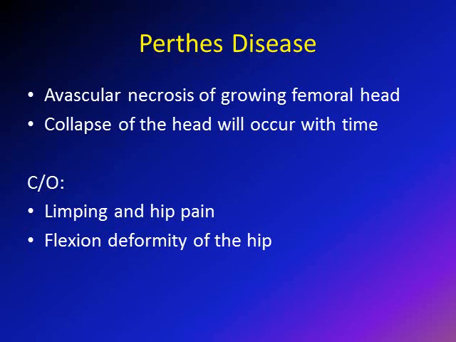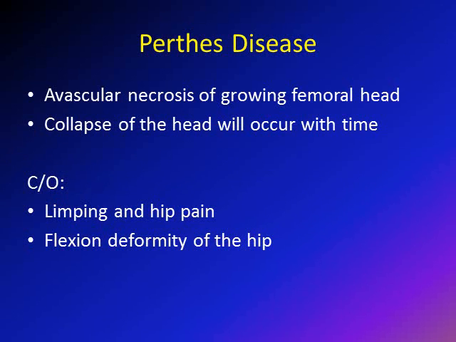So let's discuss now Perthes disease. Perthes disease is avascular necrosis of the head of the femur in a growing child, and the etiology is unknown. It usually occurs in boys between the ages of 4 to 8 years. The pathology is that there will be an effect on the blood supply to part of the femoral head. In a skeletally immature child, this will result in collapse of the head, which will occur with time.